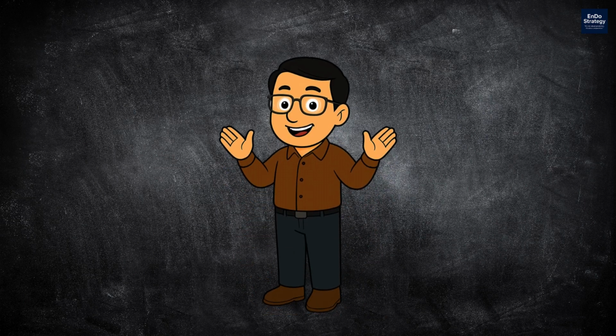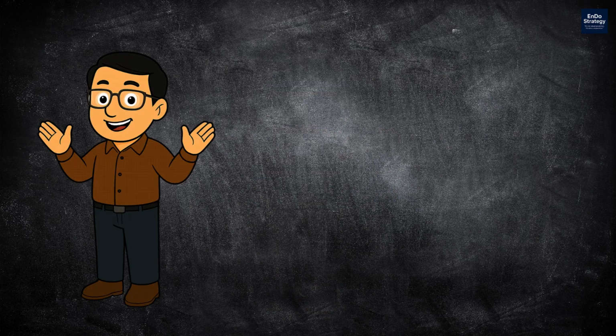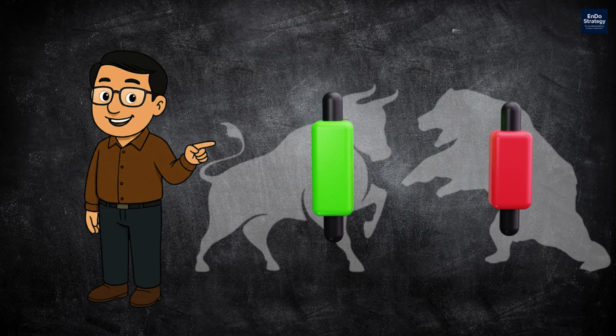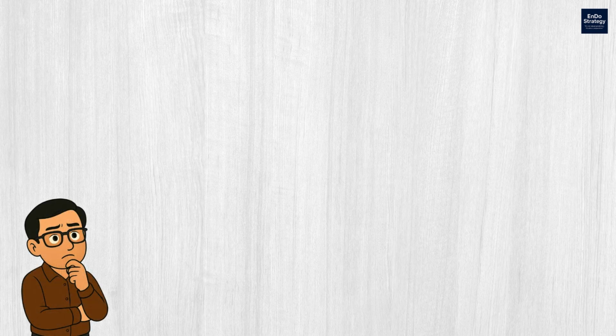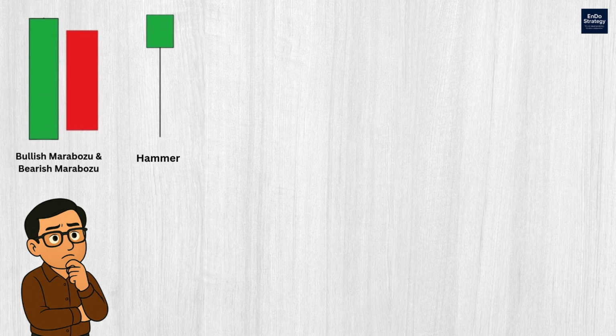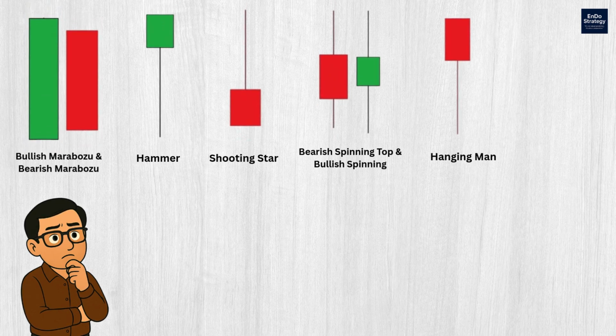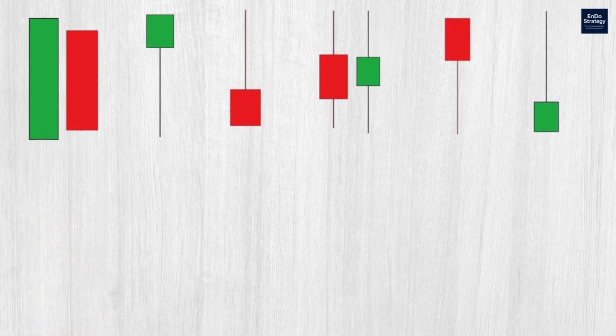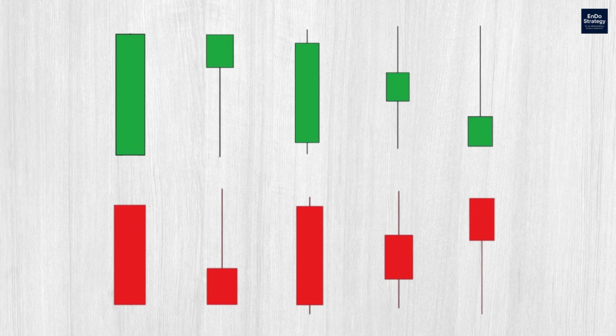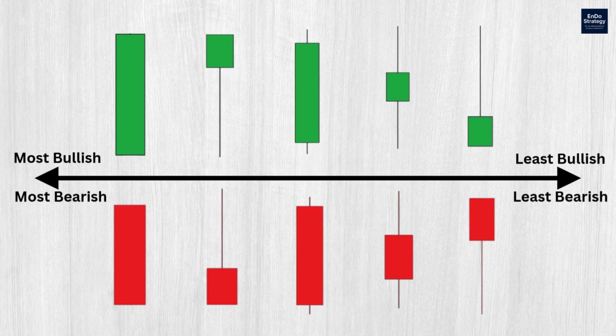Hello everyone. In this video, we will talk about how to identify bullish and bearish candles. There are many candlestick types such as Marubozu, hammer, shooting star, spinning top, hanging man, and inverted hammer. Based on their shapes and characteristics, traders usually try to determine how bullish or bearish they are.